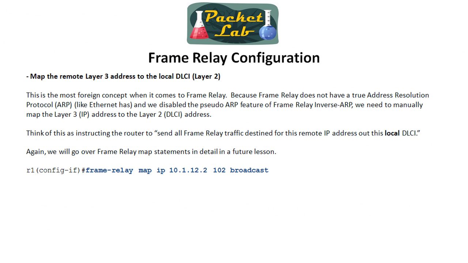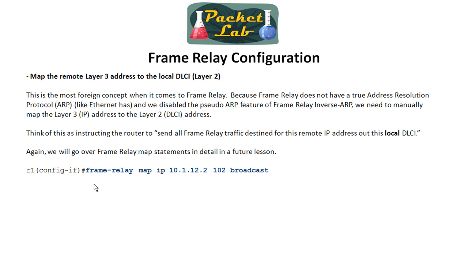Alright, and this final step is the step that confuses a lot of people because it is pretty unique to frame relay. Unlike Ethernet, frame relay does not have a true address resolution protocol, or ARP. We disabled the pseudo ARP feature when we disabled frame relay inverse ARP in the last step. So what that means is we need to manually map layer 3 addresses to the layer 2 addresses. In this case it's going to be IP addresses acting as our layer 3 address, and our layer 2 address will be the frame relay DLCI.